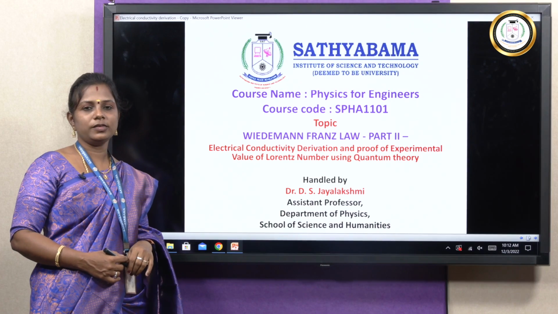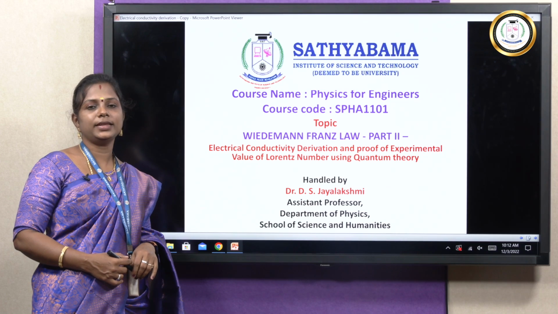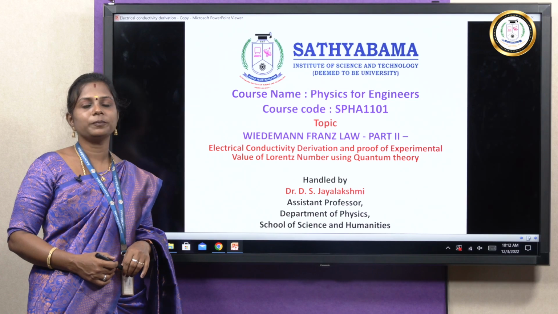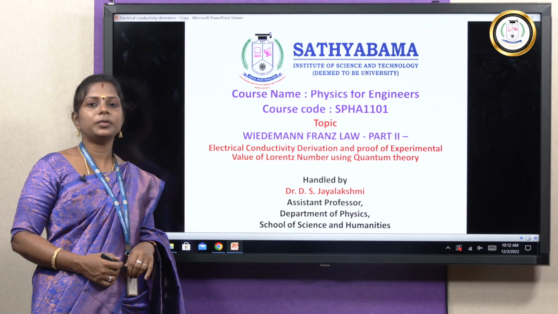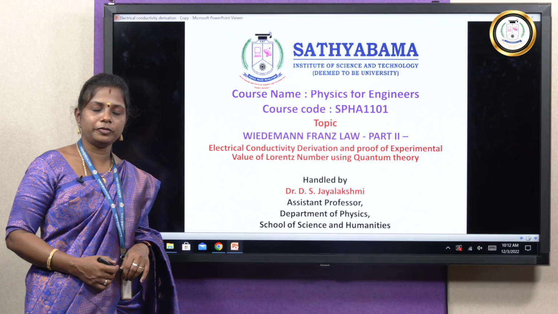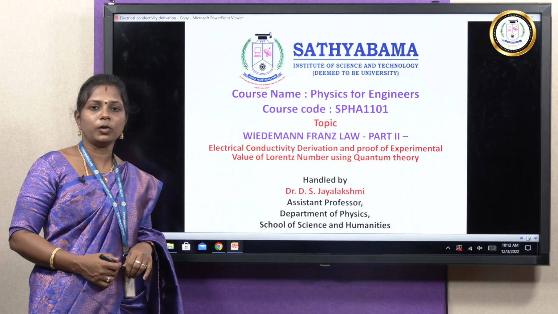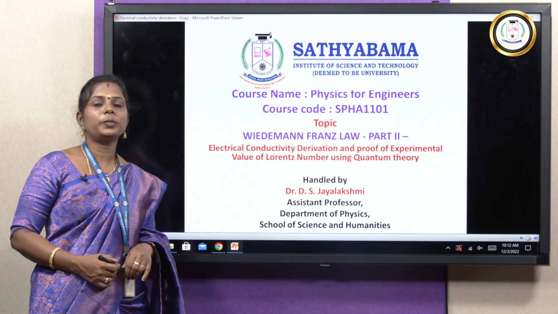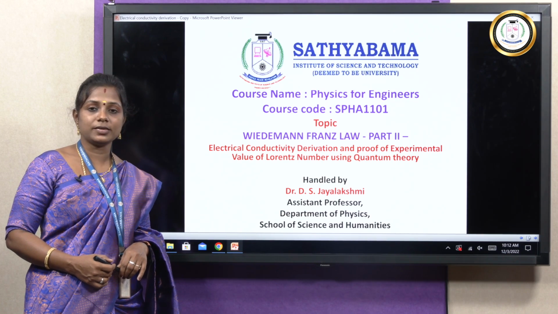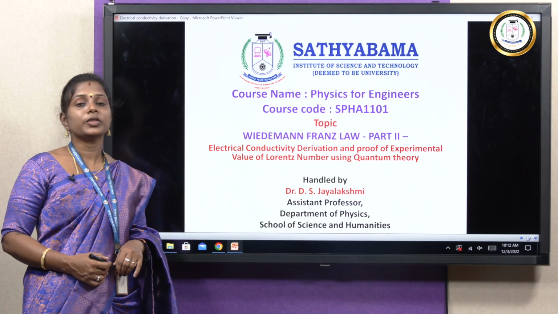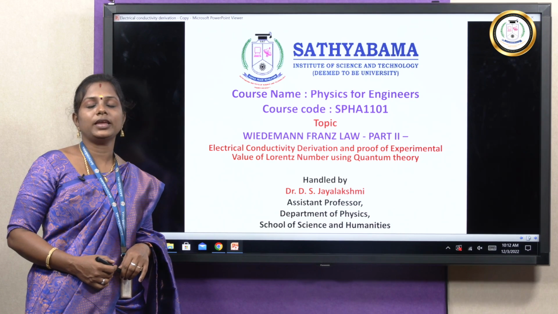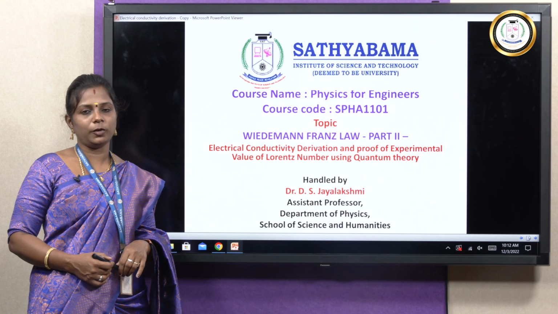The value of Lorentz number according to the classical theory is 1.12 into 10 to the power minus 8 watt ohm per Kelvin square. The value of Lorentz number by using quantum theory is 2.44 into 10 to the power minus 8 watt ohm per Kelvin square. The experimental proof of Lorentz number gives 2.44 into 10 to the power minus 8 watt ohm per Kelvin square. So, from this it is observed that the quantum theory gives exactly the correct value of Lorentz number as it is agreed well with the experimental value of Lorentz number.